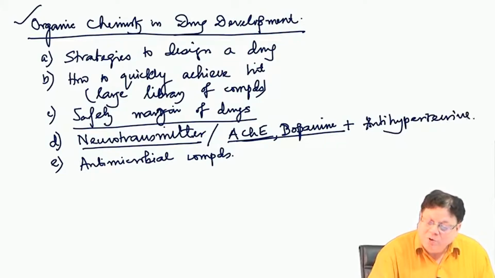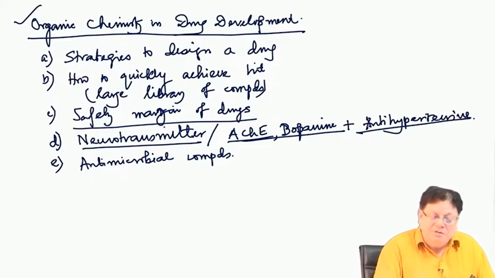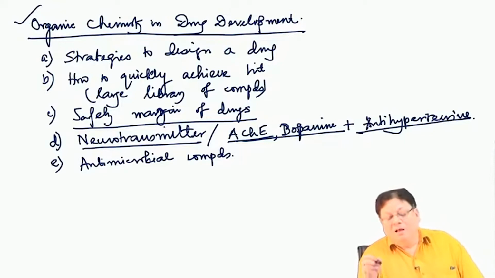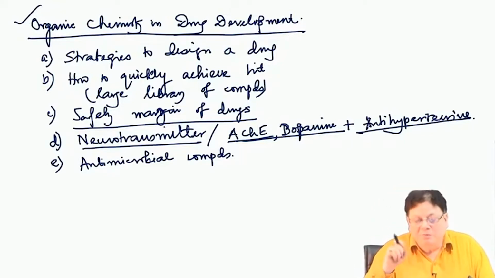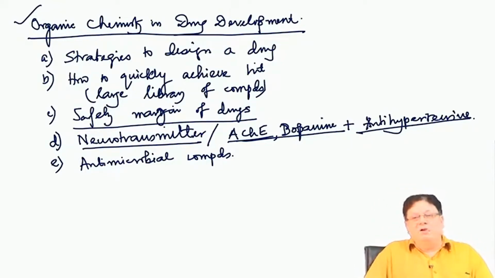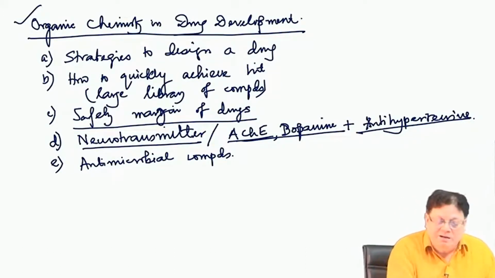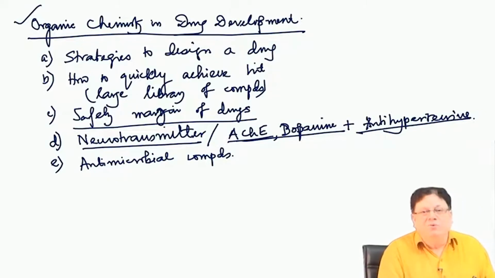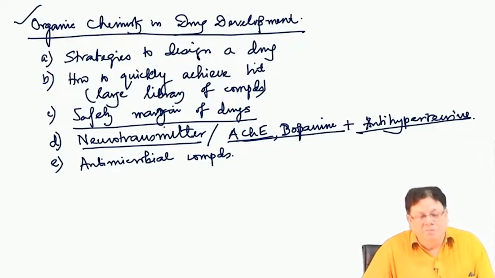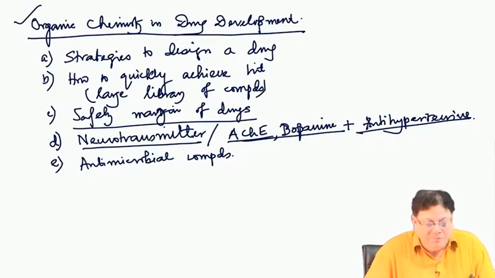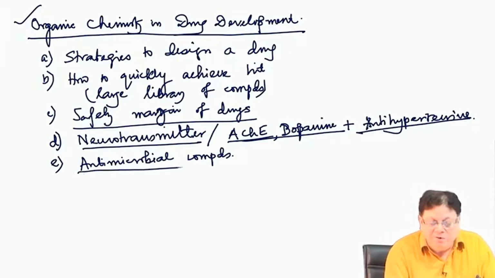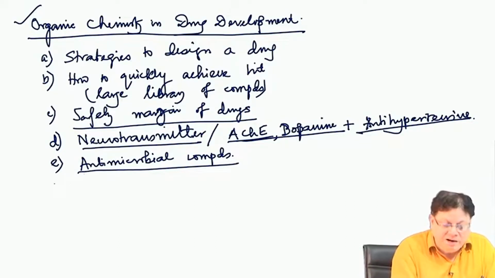And why have we picked up antihypertensive drugs here? Because the example that we have studied is the angiotensin converting enzyme and a hormone which is called angiotensin 2. So, that is why we have put it. This is the hormone related hypertension and this is neurotransmission related brain dysfunctions. Then we discussed antimicrobial compounds in detail.